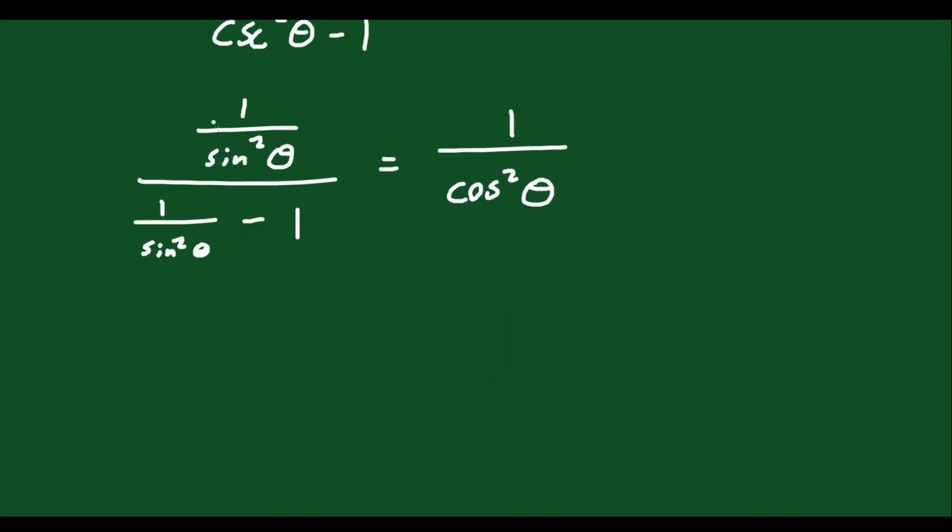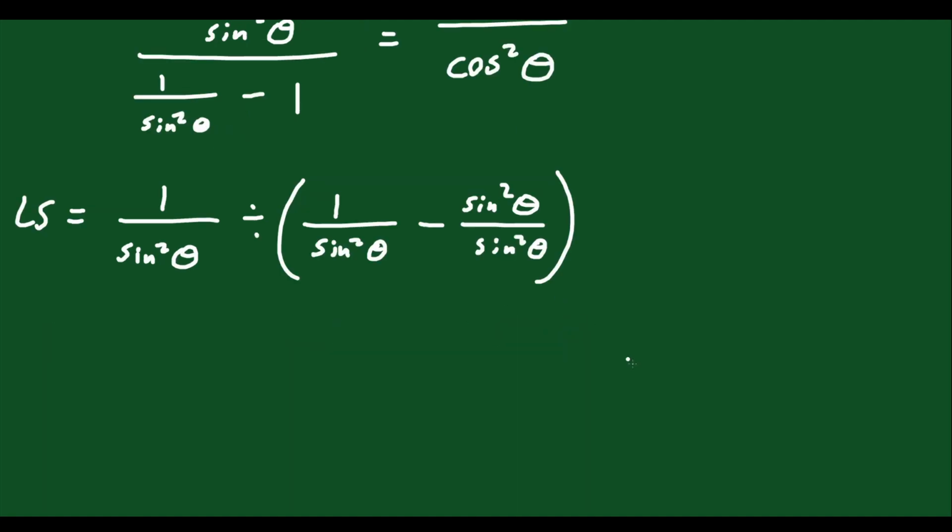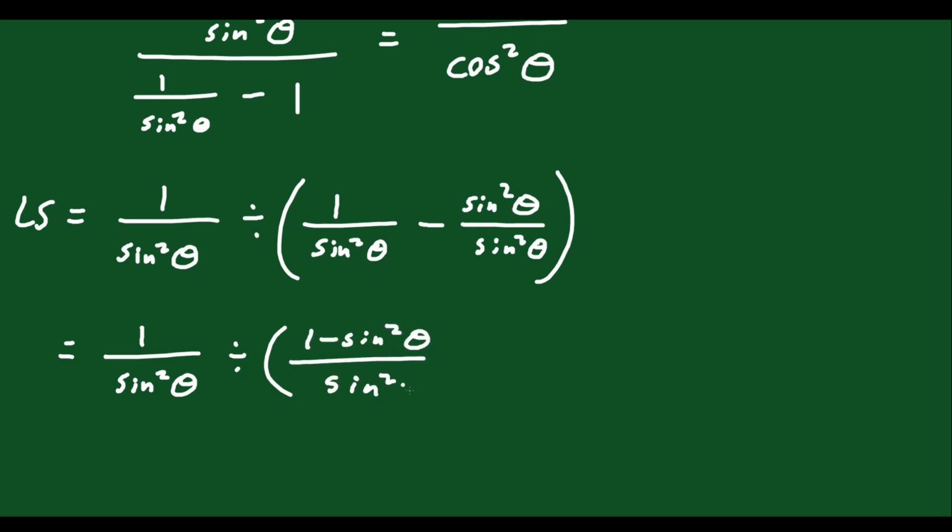Let's work on the left side, because the left side is pretty messy. On the left side, what you have is 1 over sine squared theta. I'm going to change the way this is written. Instead of writing it like a big fraction, I'm going to say 1 over sine squared theta divided by 1 over sine squared theta minus 1. And instead of putting minus 1, I can make a common denominator. I can say sine squared theta over sine squared theta, because that's equal to 1. It's like subtracting 1. And so now what do I have? Well, I have 1 over sine squared theta divided by 1 minus sine squared theta on top, divided by sine squared theta on the bottom.